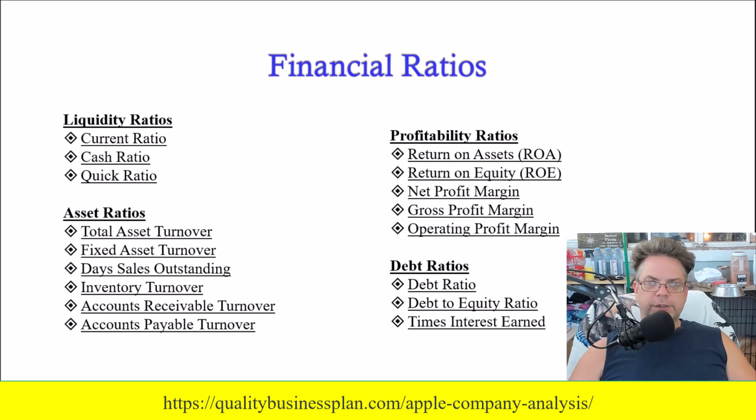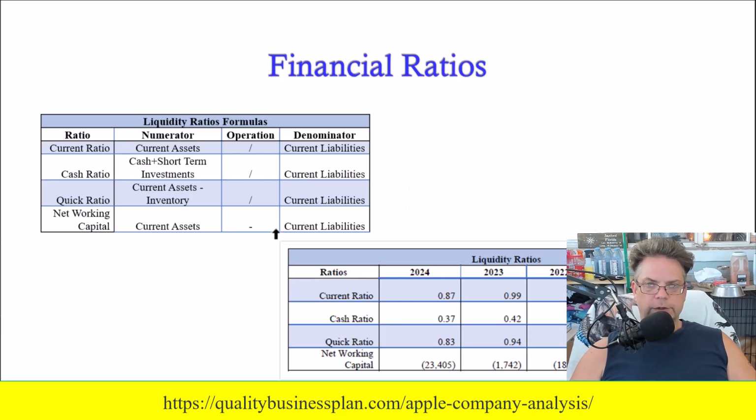For the final section, I talk about Apple's 2024 financial ratios, and I break up the ratios into 4 categories, which are going to be your liquidity ratios, profitability ratios, asset ratios, and then debt ratios. All right, and the ratio section looks something like this.